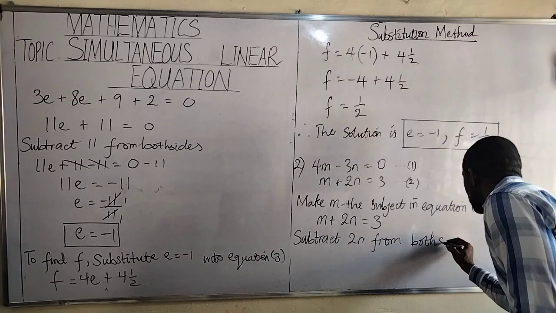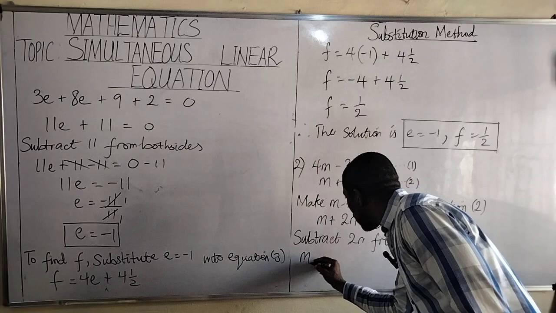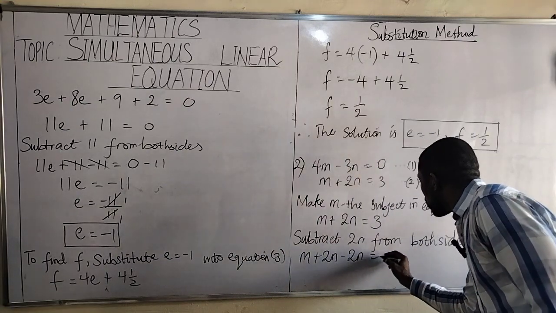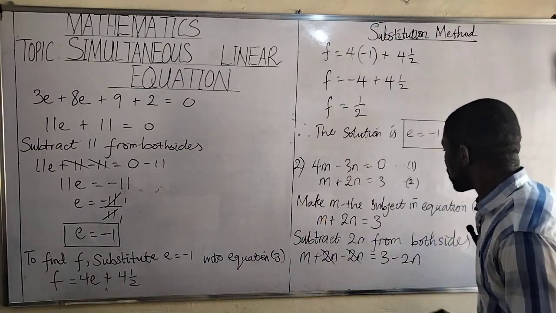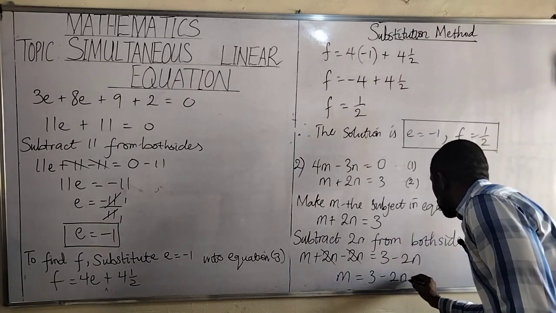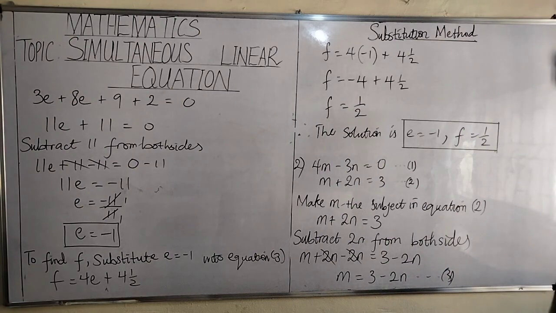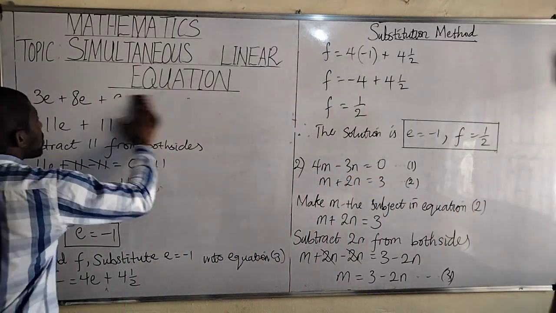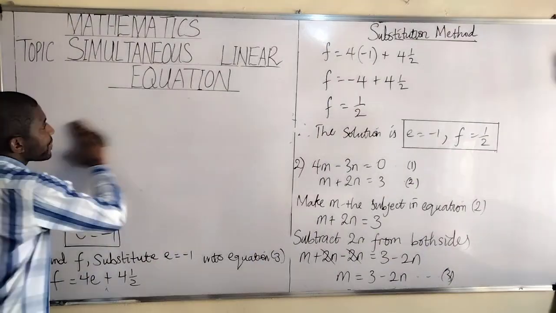Subtract 2n from both sides. When that happens, we'll have m plus 2n minus 2n equal to 3 minus 2n. Positive 2n and negative 2n cancel. So the value of our m now is 3 minus 2n. We're going to call this equation 3. Having reached this far, let us continue on this path, so clean off this part to complete question number 2.